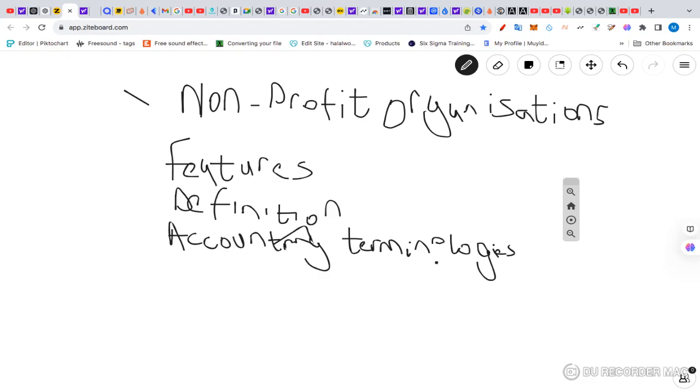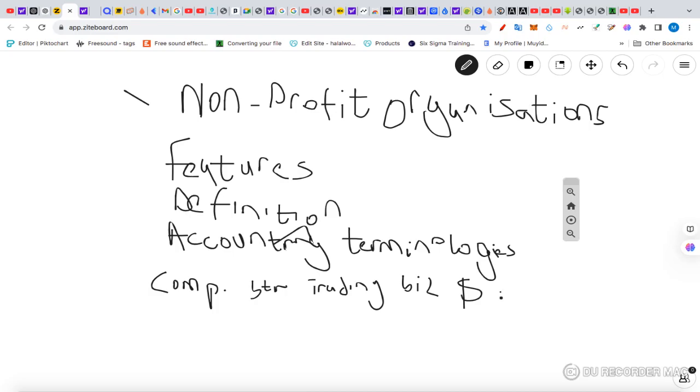And also, we've made a comparison between trading businesses and non-profit making businesses. Okay.